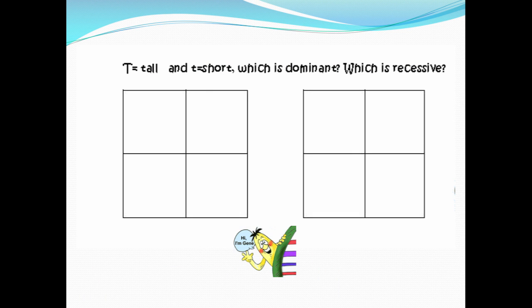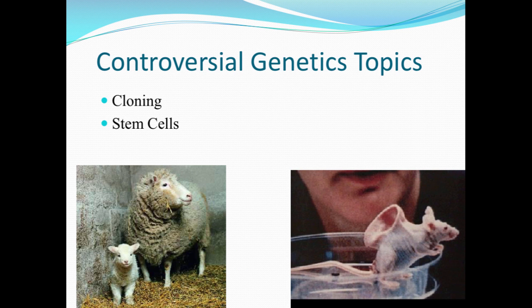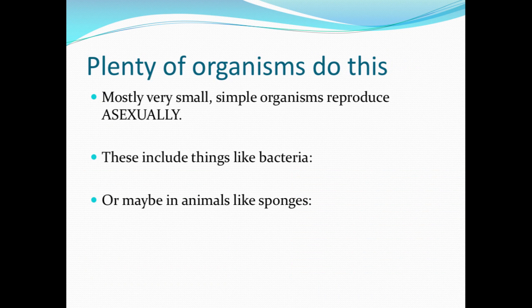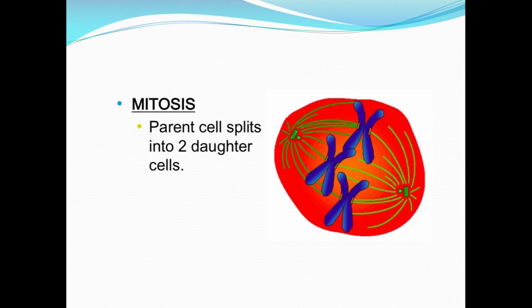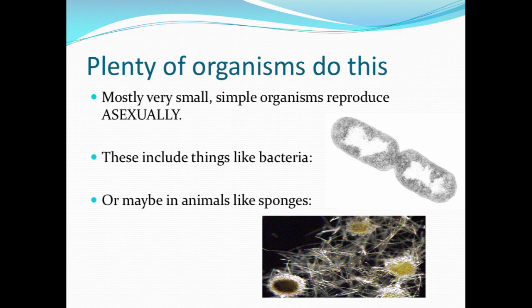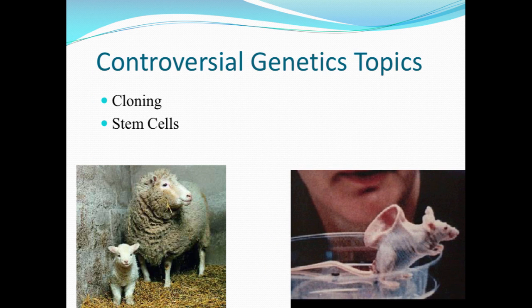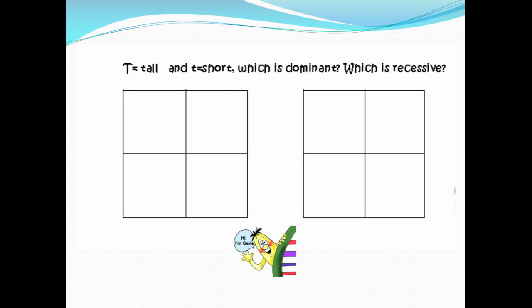Okay, so I want you to do this, and I'll check it. Tall and short: which is dominant, which is recessive? Easy, you should be able to tell. And we're not going to go into controversial genetics or any of this other stuff. Okay, so that's pretty much it. We're going to go back here, and this is where we're going to lead off.